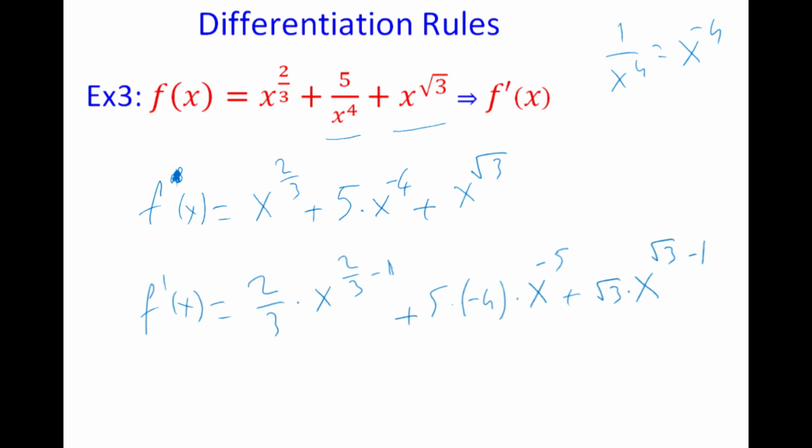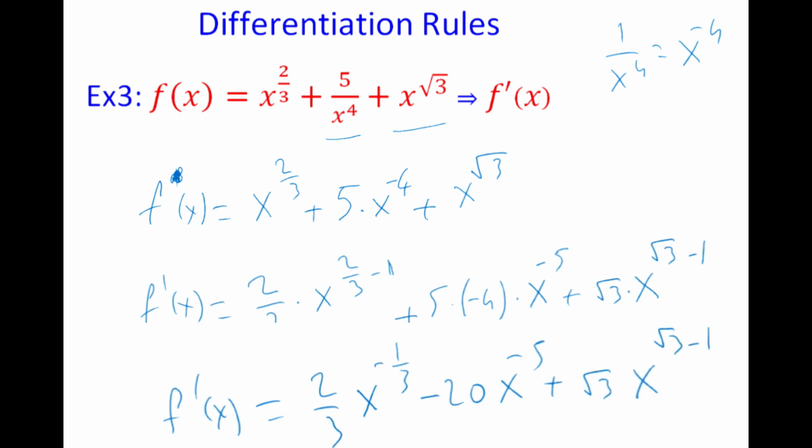So I'm going to rewrite the whole term one more time. The derivative of f of x is 2 divided by 3 times x to the power of, here if you subtract 1 from 2 divided by 3, then we're going to have negative 1 divided by 3, guys, we're going to have here negative 20 x to the power of negative 5 plus square root of 3 times x to the power of square root of 3 minus 1, guys.